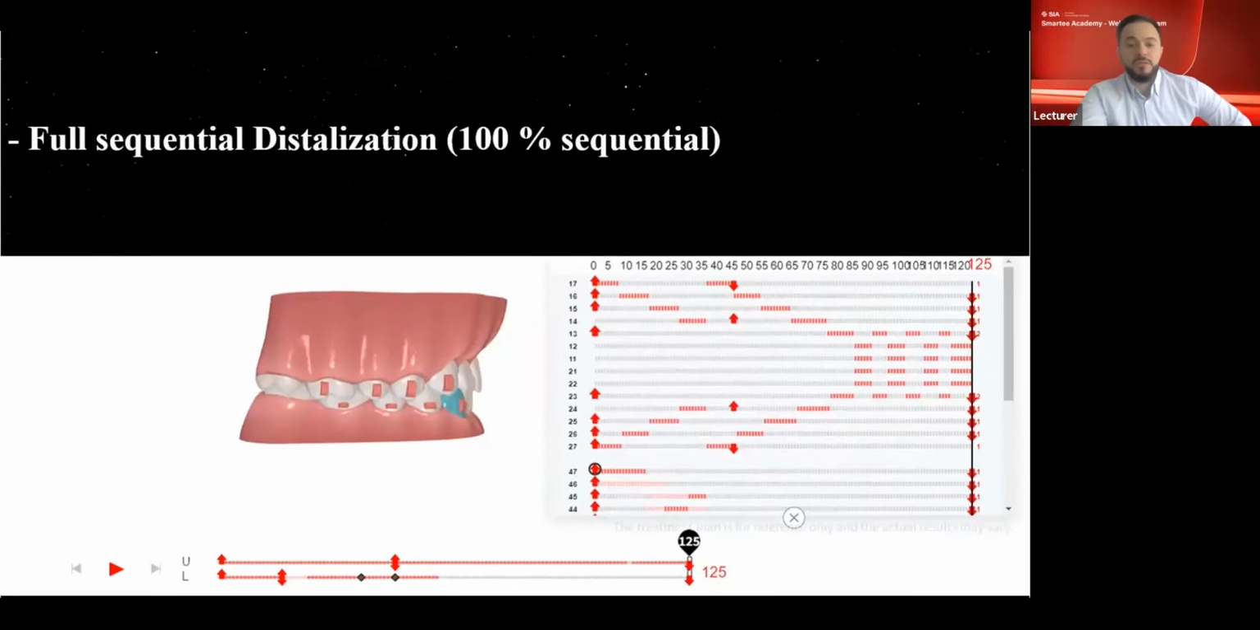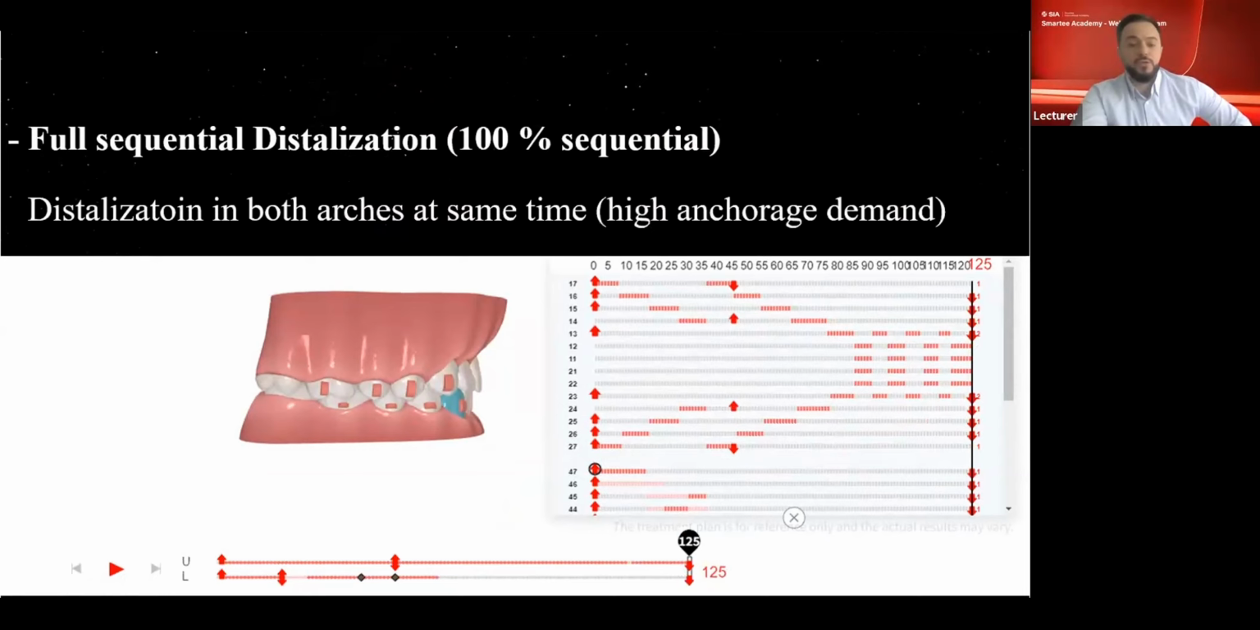Another protocol for distalization is the full sequential distalization, which means only 1 molar moves at a time. We use this technique when there is a significant amount of retraction and a high anchorage demand, and in some cases where we cannot reinforce our anchorage. So we choose this option where only 1 molar moves at a time. In some cases, like in this case, we are distalizing in both arches, upper and lower. So we can even use TADs to reinforce the anchorage, or we can use the 100% sequential distalization.